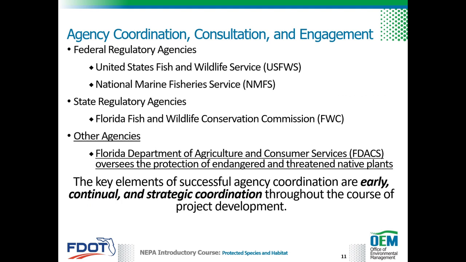FDOT coordinates, consults, and engages with three major regulatory agencies when a project has the potential to impact protected species and/or habitats. The federal regulatory wildlife agencies are the United States Fish and Wildlife Service, or U.S. Fish and Wildlife Service, and the National Marine Fisheries Service, or NMFS. The U.S. Fish and Wildlife Service has jurisdiction over the land and freshwater species protected by the ESA, while NMFS has jurisdiction over protected marine species. These two agencies are referred to as the services in the chapter and this training.